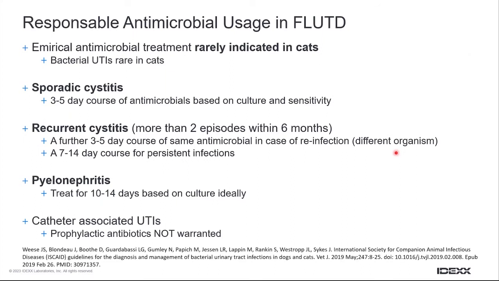If there's a high risk of pyelonephritis or confirmation of pyelonephritis, then the current guidelines are to treat for between 10 to 14 days, and that should be based on culture. And if you do have any cats in with FLUTD and you've catheterized those because of any form of obstruction, it's not warranted to give prophylactic antibiotics. So there's a very nice review from ISCAID on the use of antimicrobials in these patients, but another take-home message is bacterial UTIs in cats are rare, and empirical treatment really isn't indicated. If you do treat, it should be based on culture and sensitivity and based on firm evidence of the presence of bacteria in the urine.